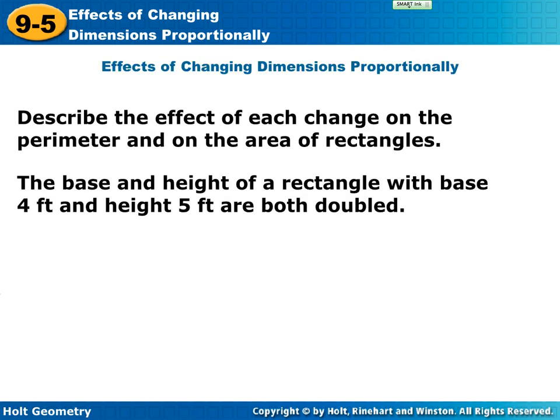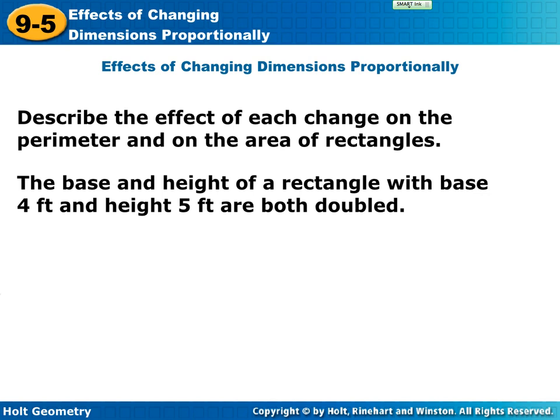Describe the effect of the change on the perimeter and the area of the rectangles. We're not going to try and draw it and recalculate unless you really have to. Let's see if you can figure out based on those 2 sentences. Okay, so the change on the perimeter and the area. The base and height of a rectangle, I'm even going to skip over the measurements, are both doubled. So are we changing one dimension or 2?